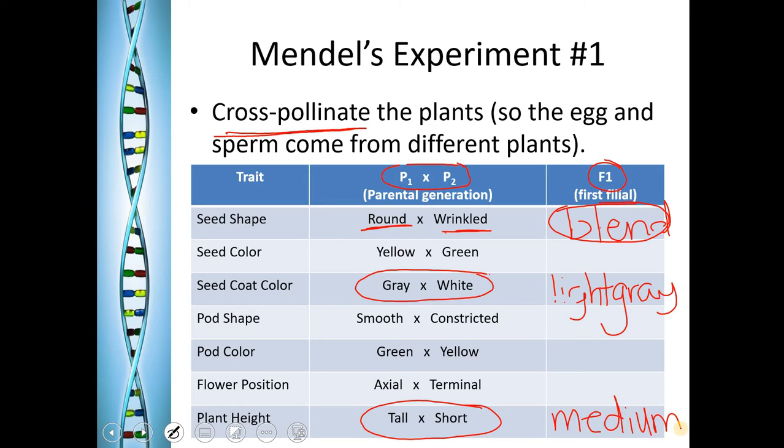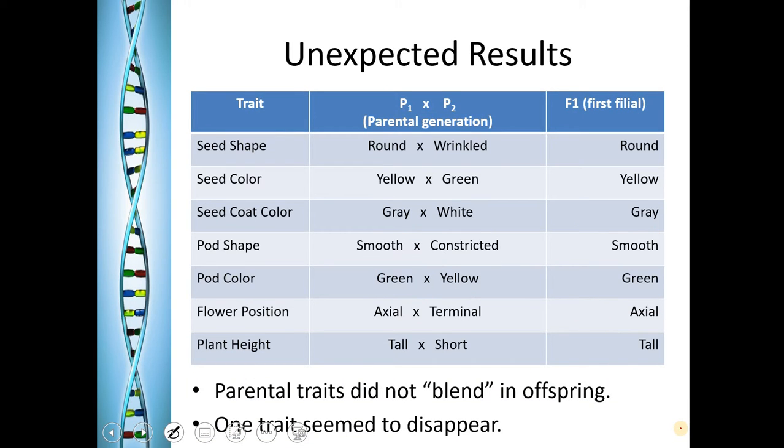He grew his pea plants, or cross-pollinated his pea plants, got the seeds and planted them and made the offspring grow. And he found out that all of the offspring expressed one of the traits of the parent, but the other parent trait seemed to be gone. None of the offspring were wrinkled. None of the offspring had green seeds. None of the offspring had white seed coats.